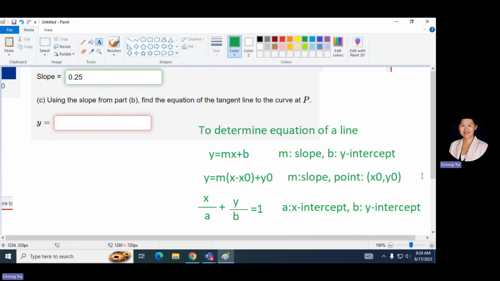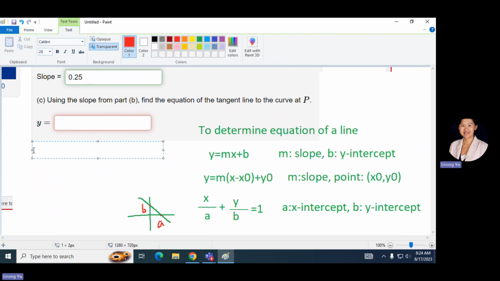We don't use this one as often. The first two are the most common. The last one is for when you have the intercepts. For example, you have the x-axis, y-axis, and a line. Right here is your x-intercept, called A, and this is your y-intercept, called B. This is also possible, but less common. These two are the ones we will very likely be applying.